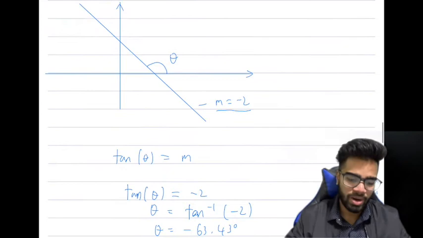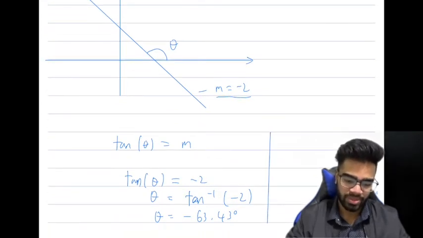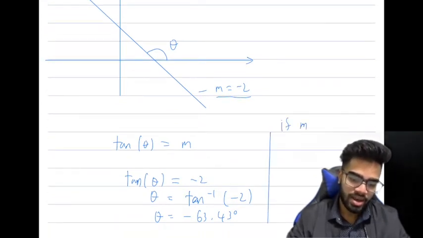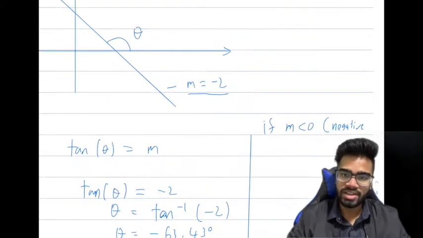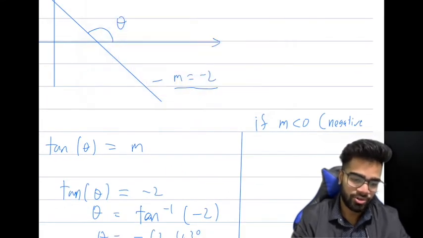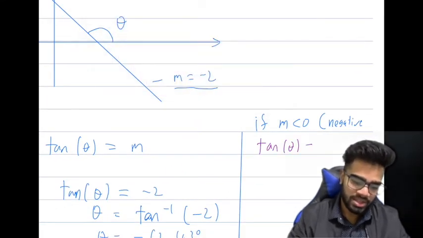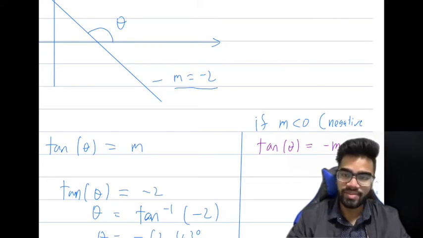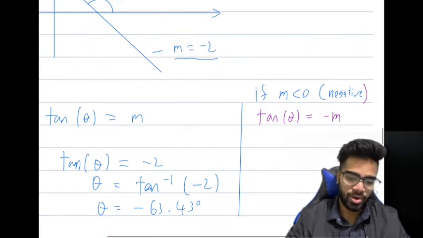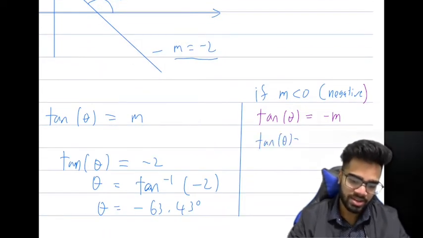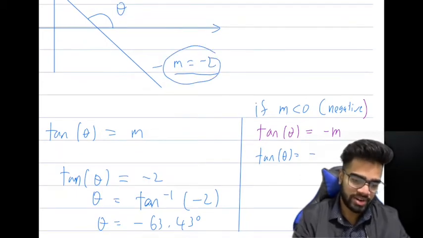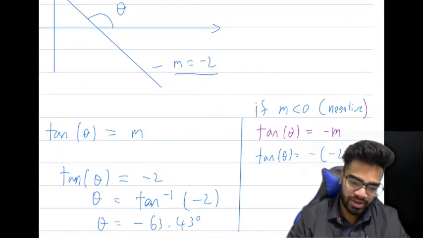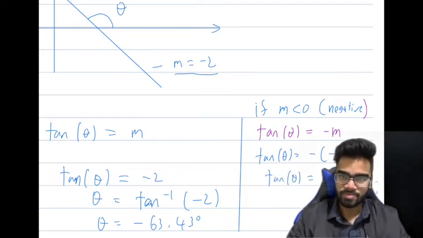So let's talk about why it's negative, okay? This is a special relationship. So we're going to say if m is less than 0, in other words, if m is negative, okay, our gradient formula changes to this. The formula is tan theta is equal to negative m, right? So it changes if my m value is negative. So let's plug it into the equation and see what happens. So we know that tan theta is equal to negative, and what's our gradient? Gradient is negative 2. So negative of negative 2. In other words, you have tan theta is equal to 2. I hope you're with me so far.